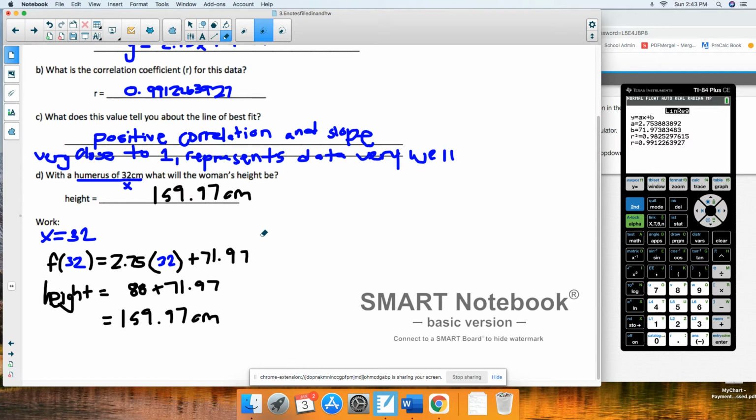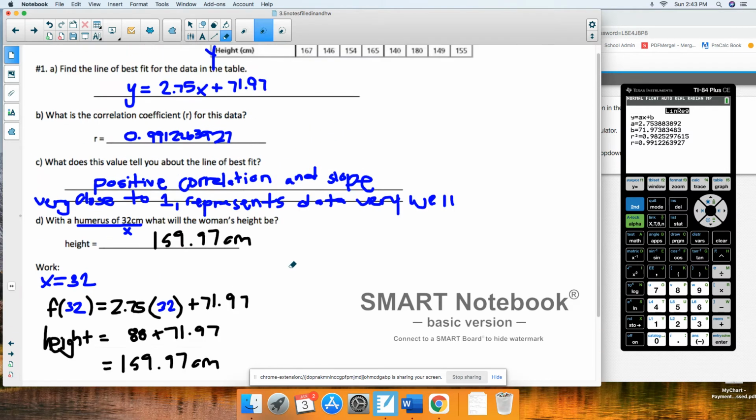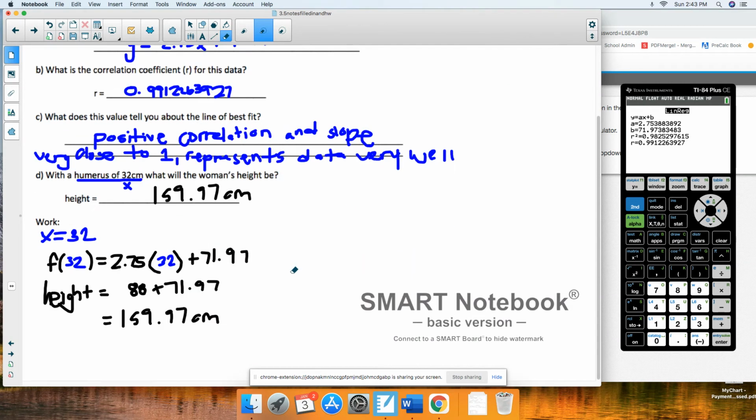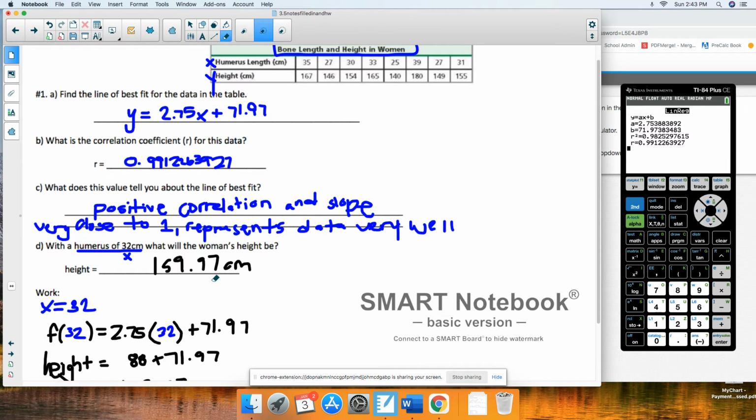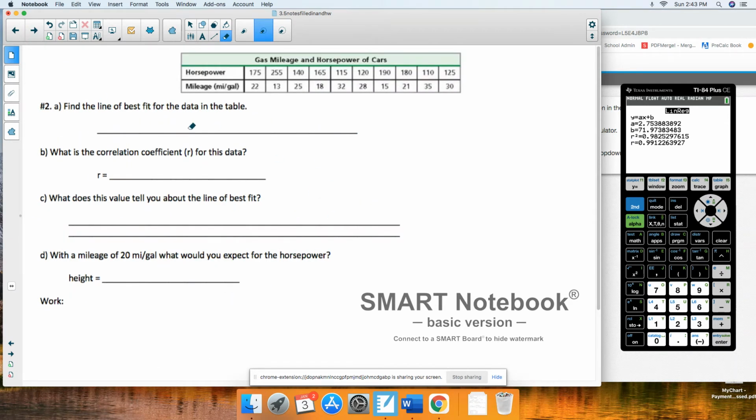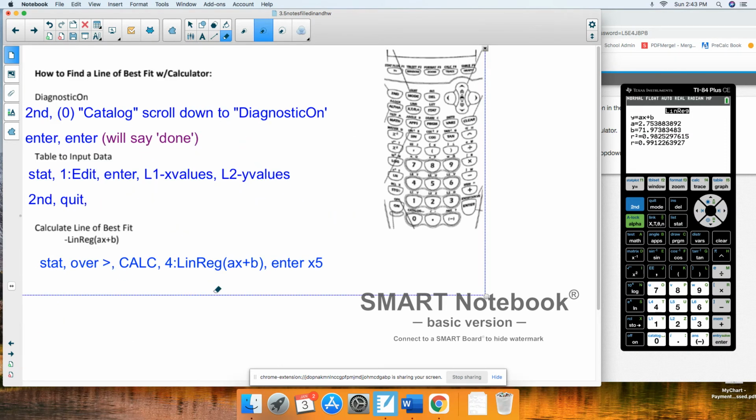All right. So with a humerus of 32 centimeters, the woman is going to be 159.97 centimeters, which of course to me does not make sense because I don't do centimeters, but hey. All right. So that is the idea of how to use this line of best fit, how to know how it correlates, and how good of a prediction this 159 height is. We have one more example, so we're going to go through this same thing again. Again, the notes from the video are over here, talking about how you would go through figuring out that line of best fit.